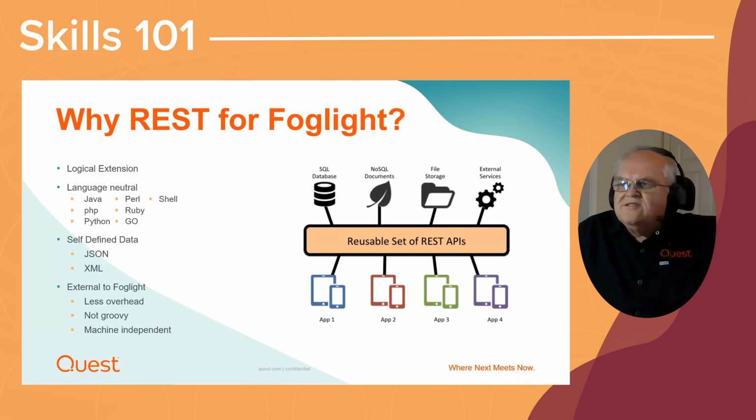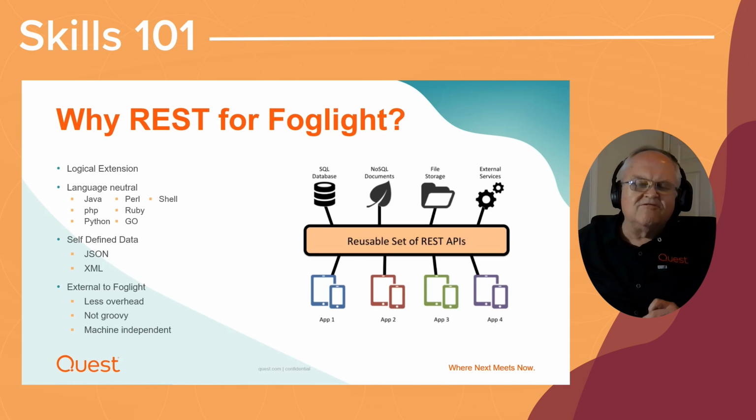It's external to Foglight, so you've got less overhead, and you can put it in lots of other systems that Foglight won't run on. For example, we've had users build REST APIs in Java to talk to mobile phones. Put an alarm or a set of alerts on your mobile phone. Extend Foglight in that way. It's not Groovy. You don't have to learn a brand new language to be able to do it. You learn HTML and some simple HTTP calls, and then whatever language you're comfortable in without having to learn Groovy and deal with the Groovies. And it's machine independent, as we already talked about.